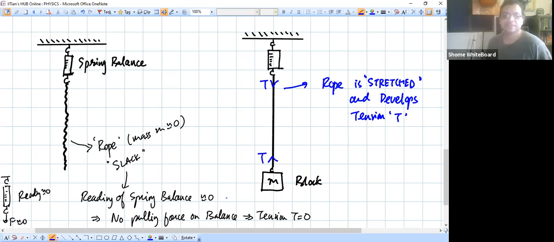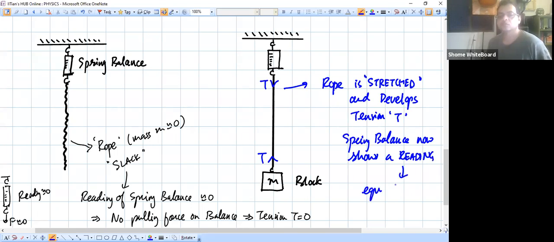Now, what is the evidence that tension exists? So first of all, we will observe that the spring balance now shows a reading, and that reading is equal to the tension in newtons. Okay. So for example, if the spring balance is showing a reading of 5 kg, so that means the tensional force in newtons is 5g. Okay, that's the first thing.